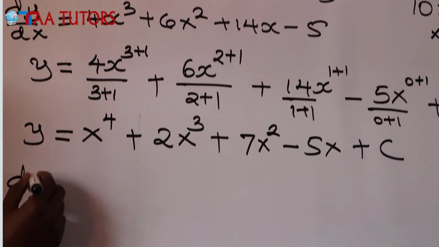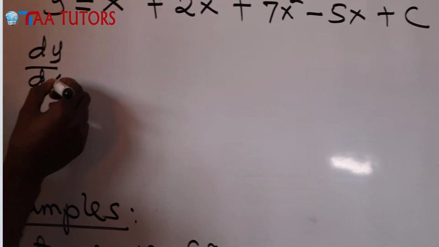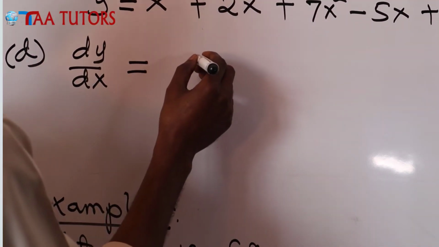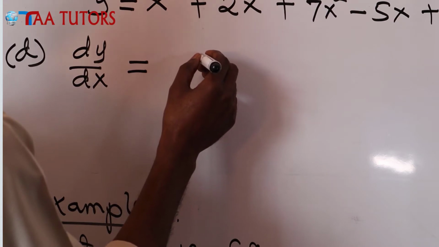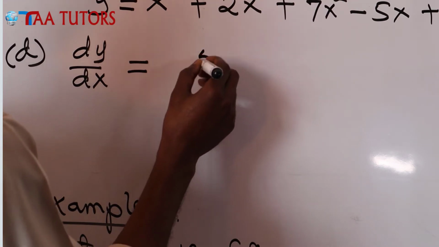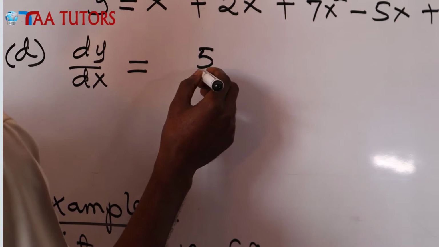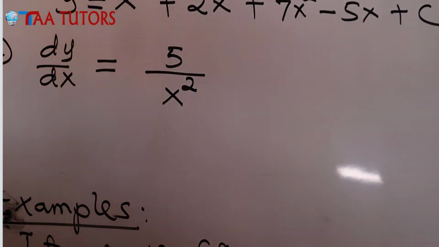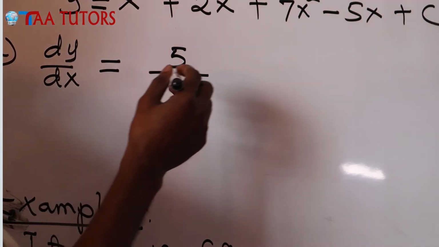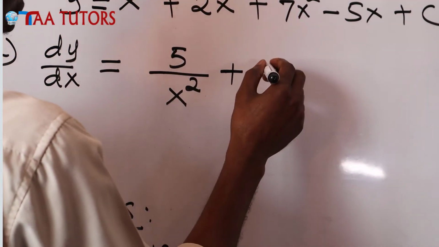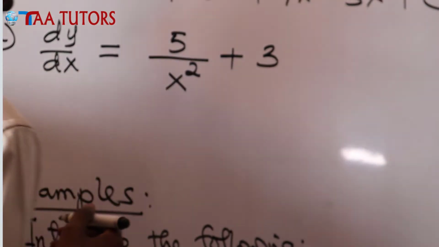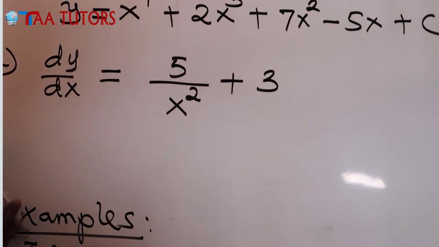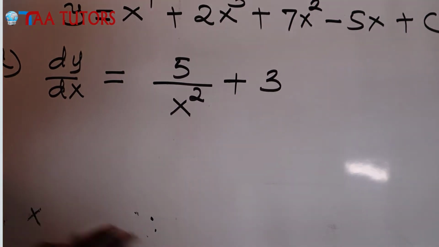If you have dy/dx equals 5 over x squared plus 3, if you have this particular case here and you have to integrate, still there is no big deal.